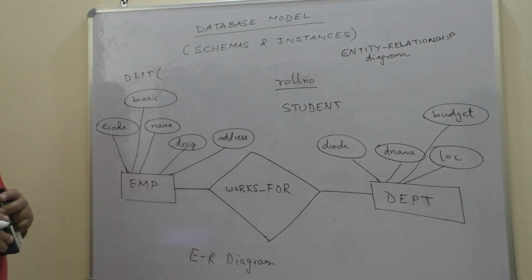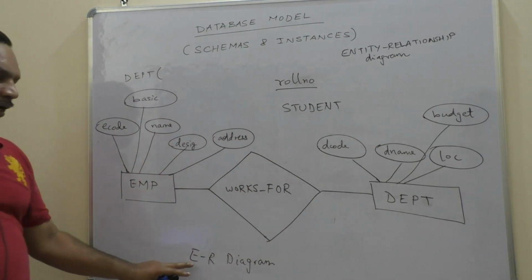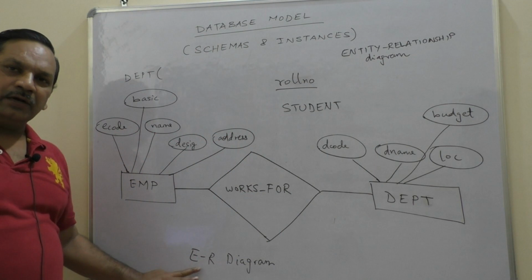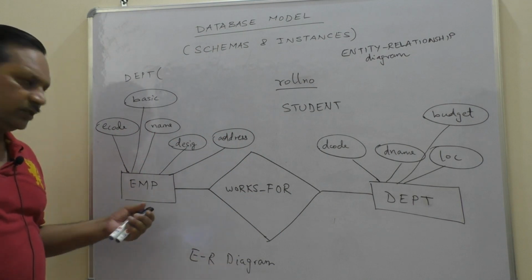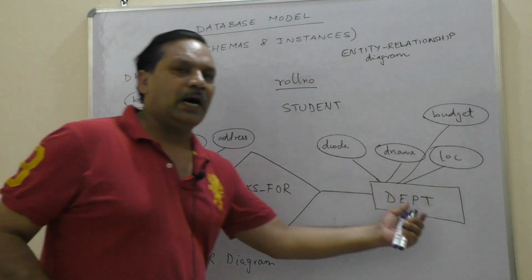Clear? Are you getting it? So ER diagram, I repeat, entity relationship diagram. Now what are the entity sets here? Employee is an entity, department is an entity.